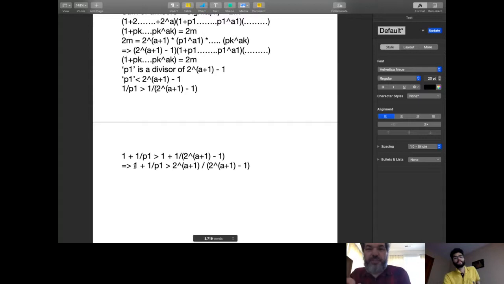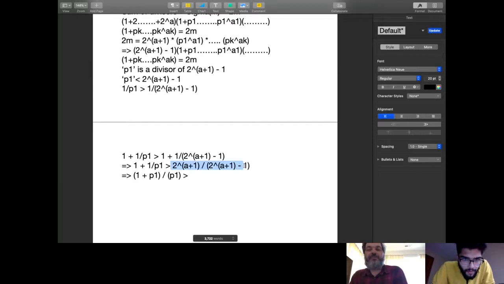So now let's see what this means. But what is 1 plus 1 over P1 equal to? This is 1 plus P1 divided by P1, for the same reason. 1 plus P1, that's the numerator, divided by P1. It's strictly larger than 2 to the a plus 1 divided by 2 to the a plus 1 minus 1.